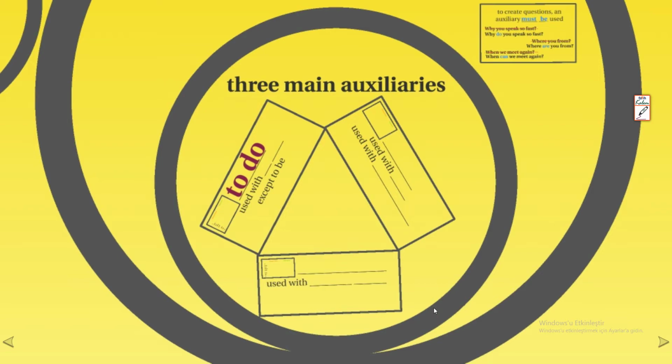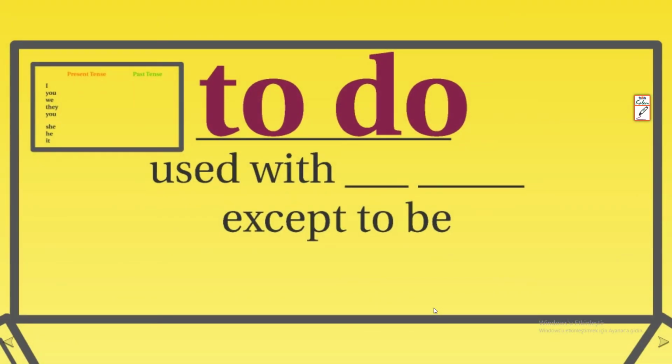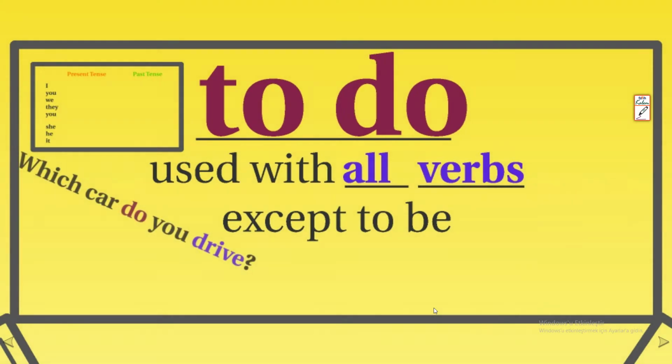And we have three main auxiliaries. To do is used with all verbs except to be. We use to do with every verb except the to be verb. Okay. Let's see that in detail.